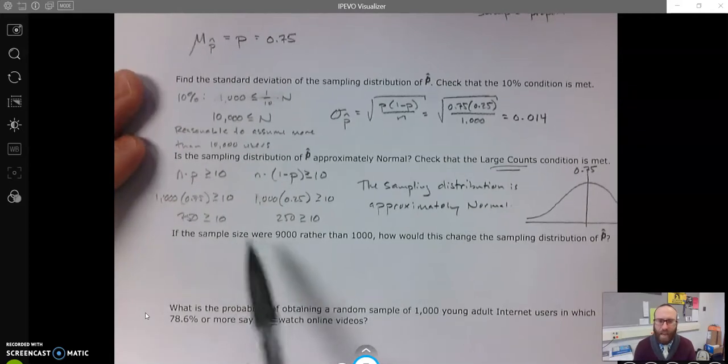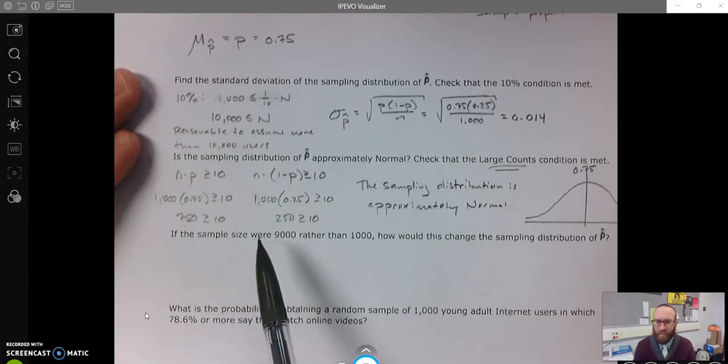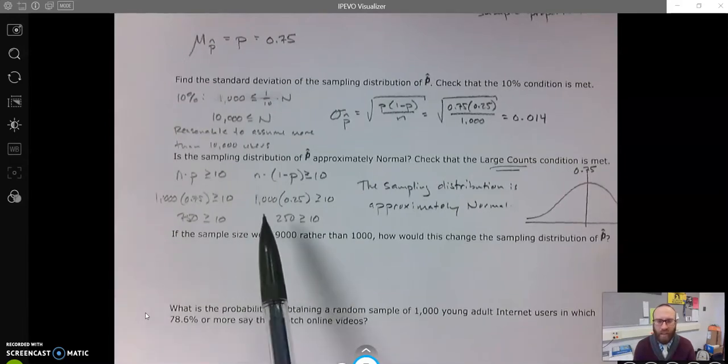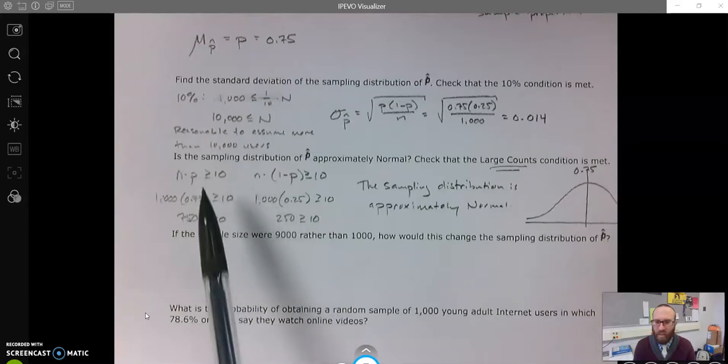So this next question, what would happen if our sample size were 9,000 rather than 1,000? We need to look at where little n shows up. It's going to show up here.